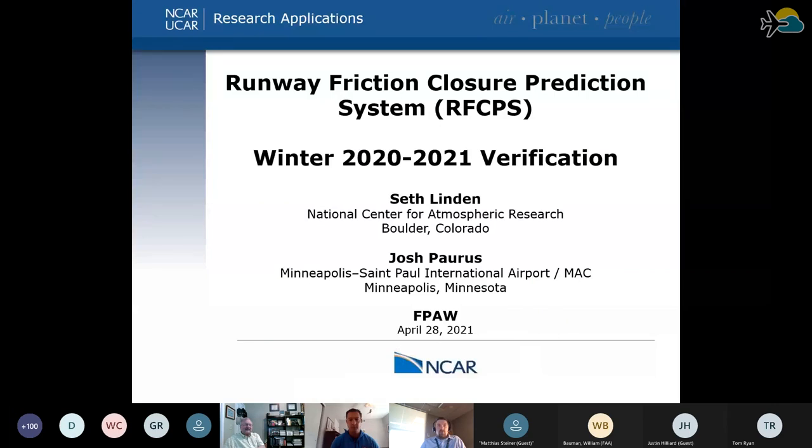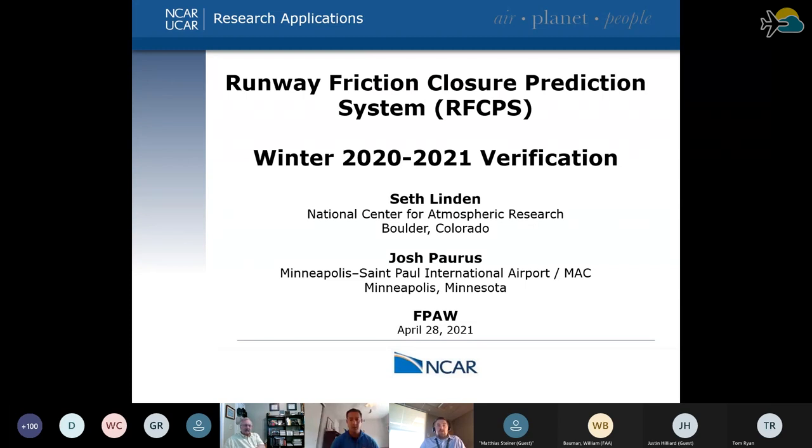So we're here today to get you a little bit of an update on that. The project did have funding cut with the onset of COVID last year. We're still in that situation, but are hopeful for things to improve here soon. We also, over the past winter, were hampered in our live testing of the system due to IT issues on our end here at the airport. But Seth and his team there at NCAR have been able to do some post-event analysis to keep us moving in the right direction here.